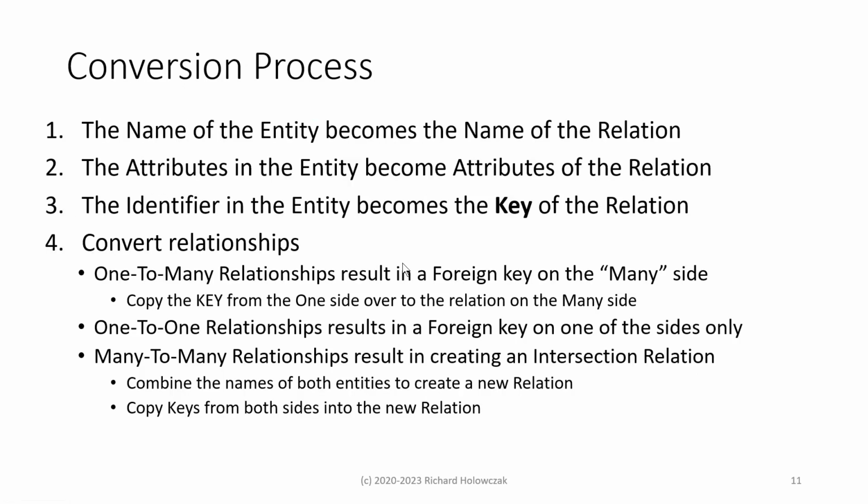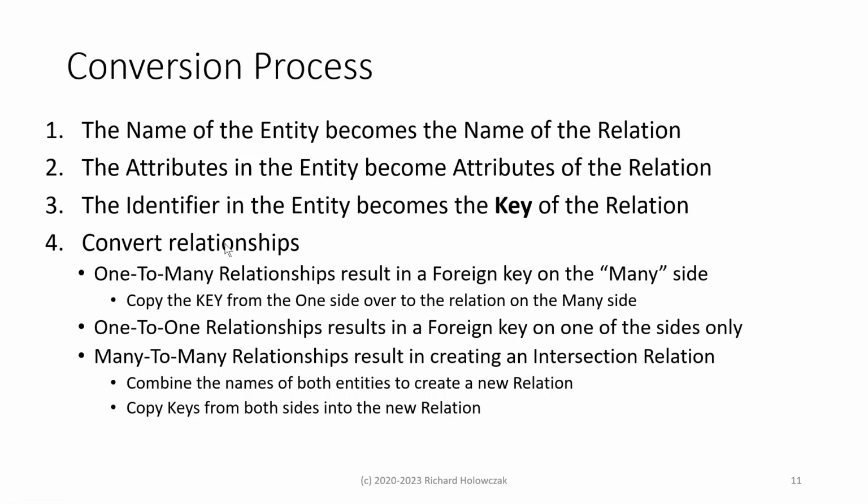The conversion process is relatively straightforward. It is typically going to follow 4 basic steps. In these 4 steps, the name of the entity will turn into the name of the relation. The attributes of the entity will become attributes of the relation, and the identifier of the entity will become the key of the relation. These 3 steps are usually quite straightforward for virtually all of the entity relationship models we come across. The 4th step is to convert relationships, and here's where we have a bit of variety.